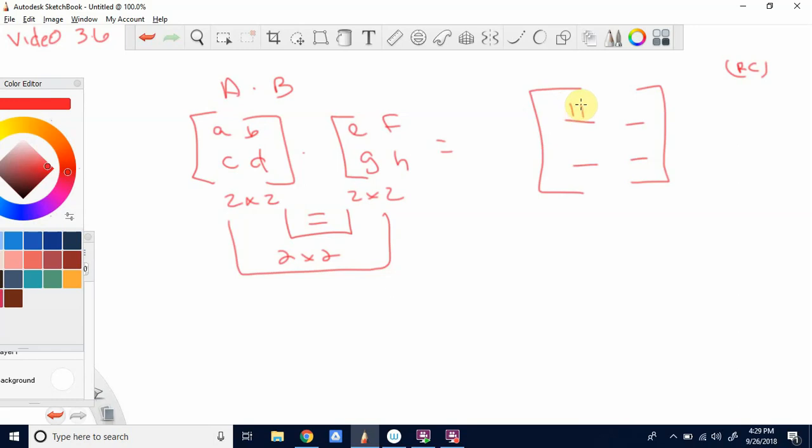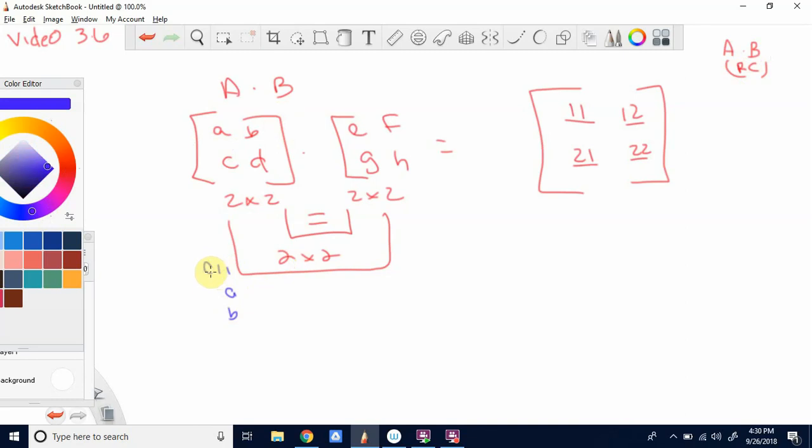So this is going to be 1,1, this is going to be 2,1, this is going to be 1,2, and 2,2. Remember, the first number is the row and the second is the column. We're going to take the rows of the first matrix, and the columns are going to come from the second matrix, B. So let's take row 1, which is A, B.